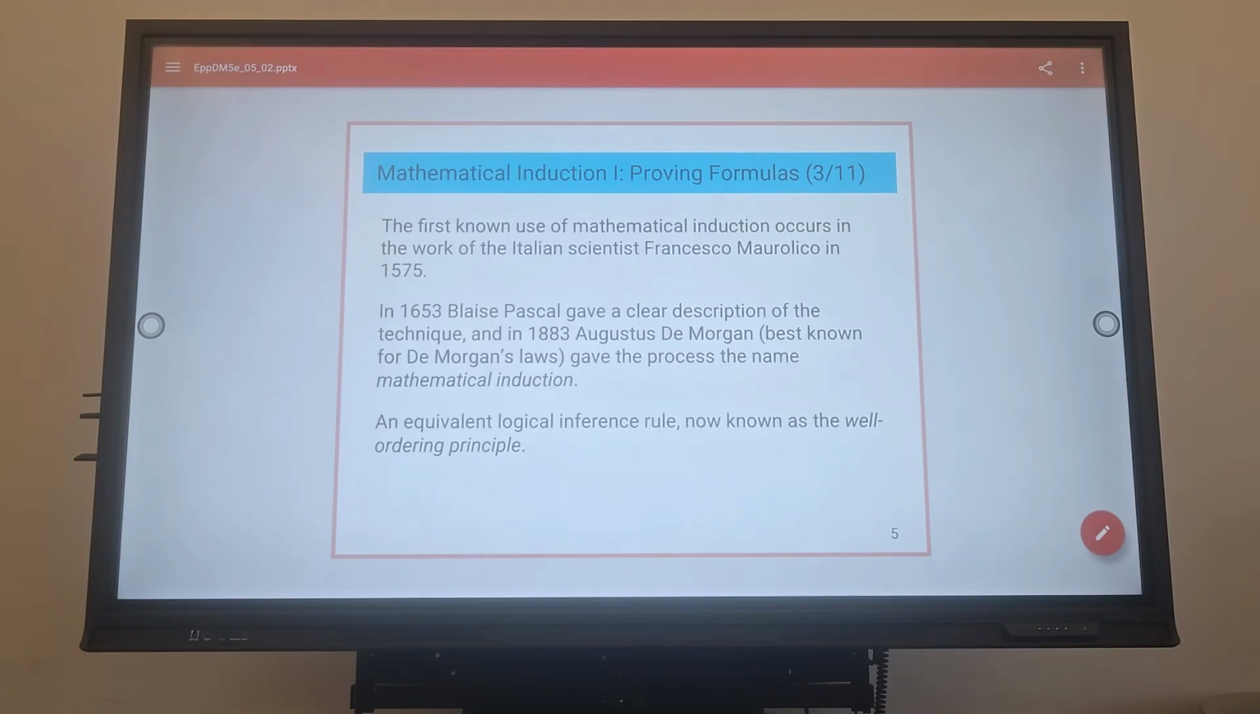The first known use of mathematical induction occurs in the works of the Italian scientist Francesco Maurolico in 1575. In 1653, Pascal gave a clear description of the technique. In 1883, Augustus de Morgan also gave the process the name mathematical induction. An equivalent logical inference rule is known as the well-ordering principle.